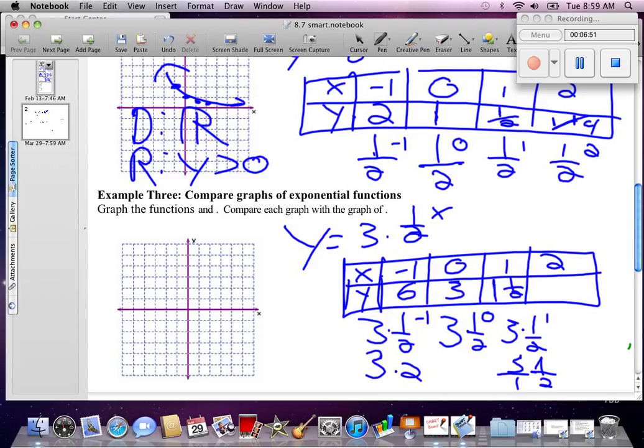And then we're going to go 3 times 1/2 squared. Brett, what is 1/2 squared? 1 times 1 is 1 over 4. And so we multiply that by 3 and we get 3/4. Okay, so we go to negative 1 and we go up 6. We go to 0, we go up 3. We go to 1, we go 1 1/2. We go to 2 and we go to 3/4.